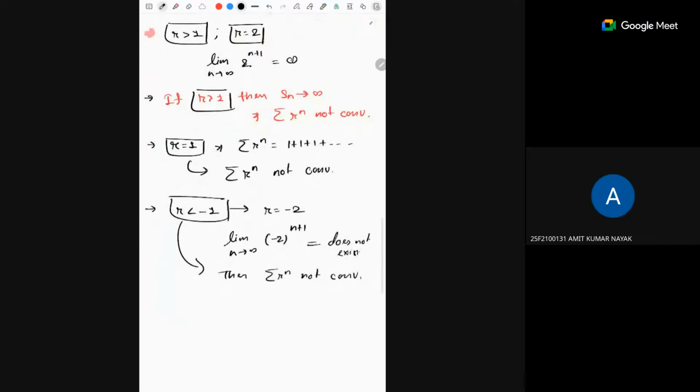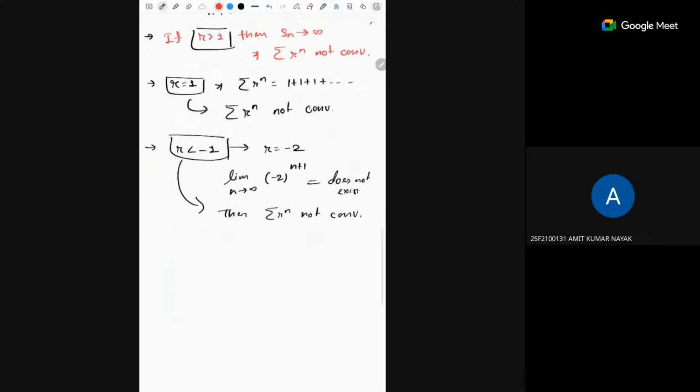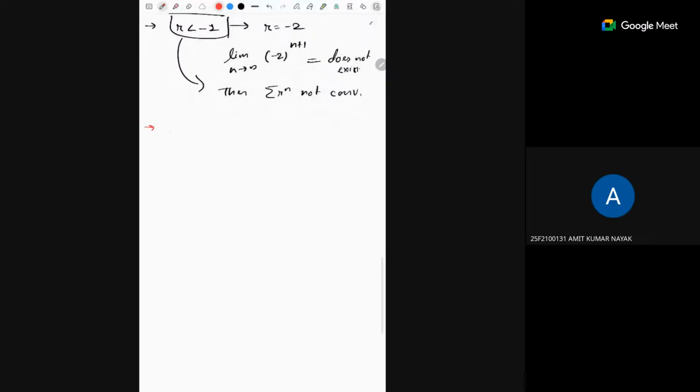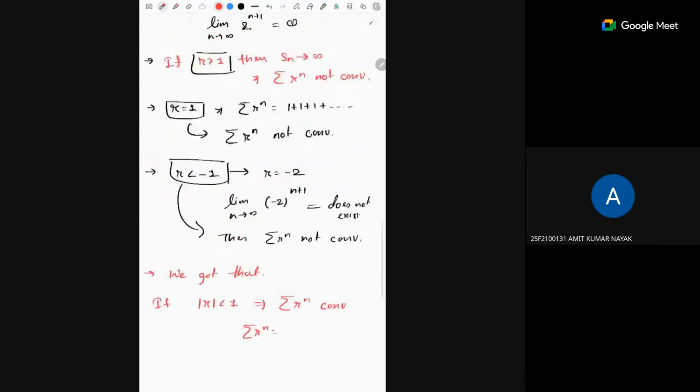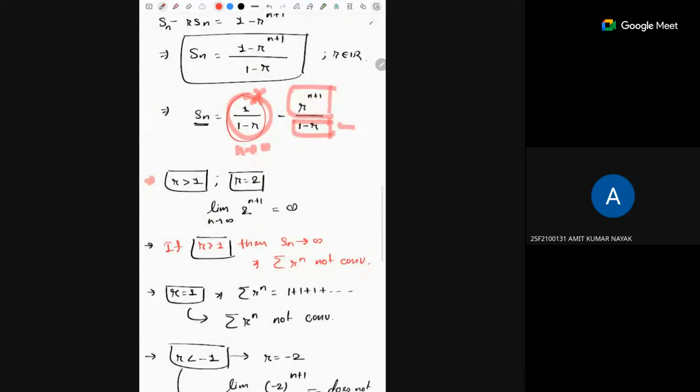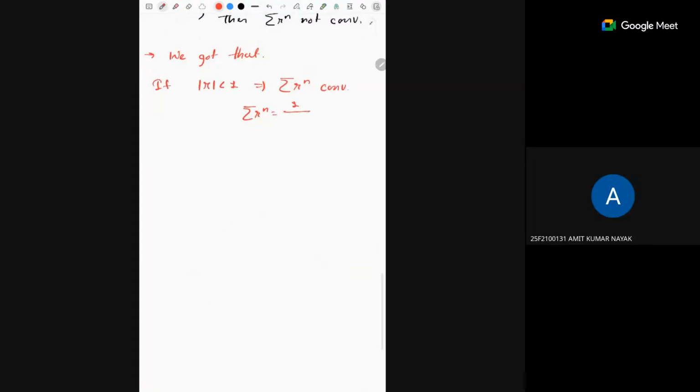So ultimately, summarizing all these facts, what we got is that if the modulus of r is strictly less than 1, then this implies the summation of r^n converges. And where it converges, the value of the series is 1 upon 1 minus r. So if the modulus of r is strictly less than 1, then the series converges to the value 1 upon 1 minus r.